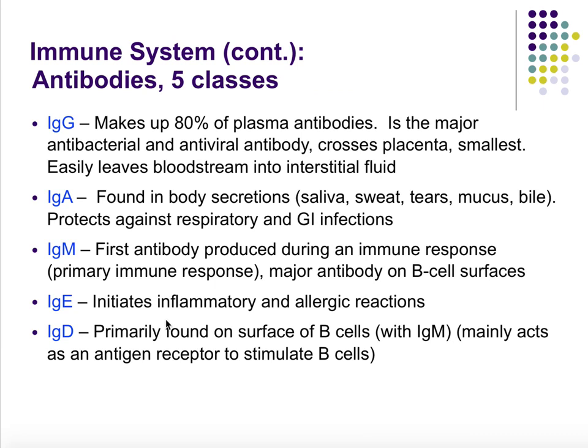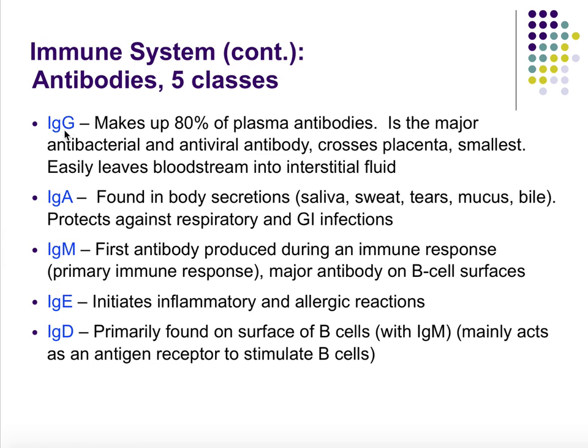So speaking of the IgGs and IgMs, that stands for immunoglobulin. So that's just another word for antibody. And there are 5 classes of antibodies. We have IgG, IgA, IgM, IgE, IgD. Notice it spells the word GAMED, G-A-M-E-D. So something about each of them.